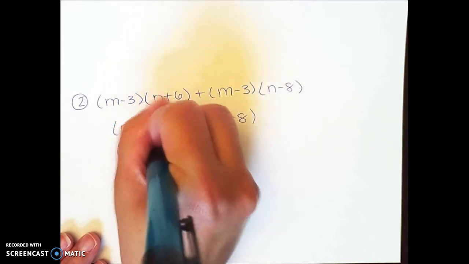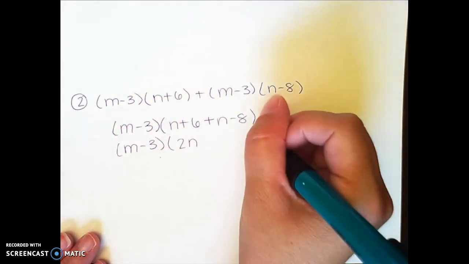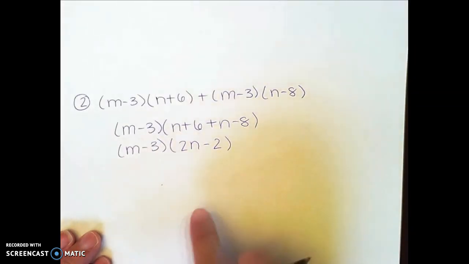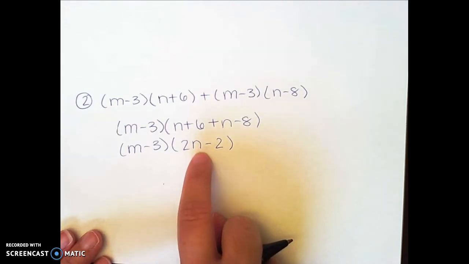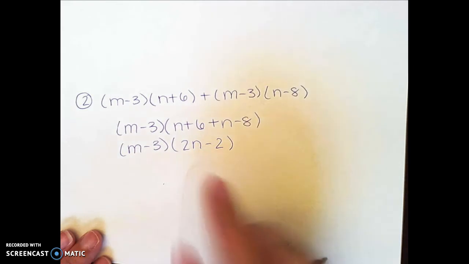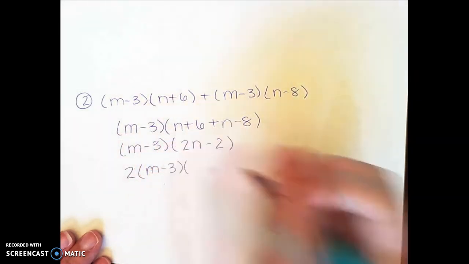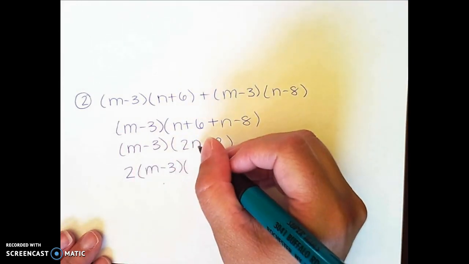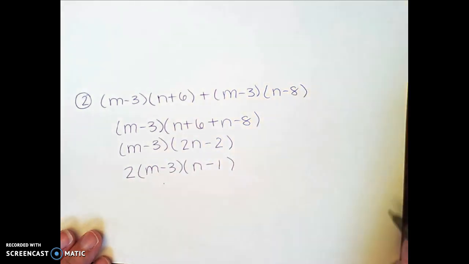Reducing a little bit, I have n plus n is 2n. 6 minus 8 is negative 2. And I'm actually not quite done here because I can still factor out a 2 from this binomial. So when I factor out a 2, I'm going to be left with m minus 3 times 2, times n, since 2n divided by 2 is n, and negative 2 divided by 2 is negative 1. And that'll be my final answer.